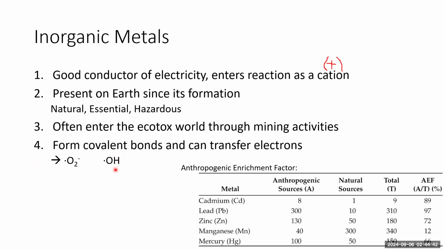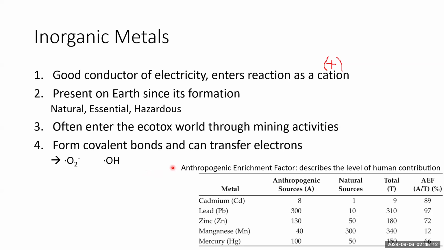If we want to know how much more of a particular metal is in the environment than maybe there should be, one of the ways that we can measure this is through a metric known as the anthropogenic enrichment factor. So the anthropogenic enrichment factor is a metric that describes the level of human contribution of a particular metal to the environment.